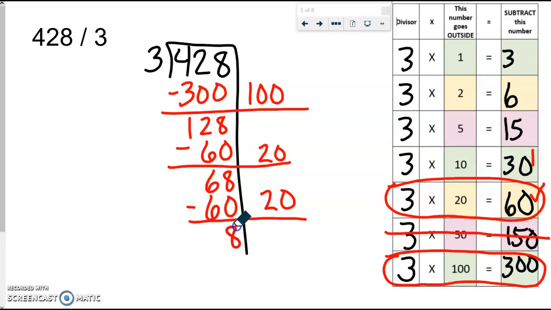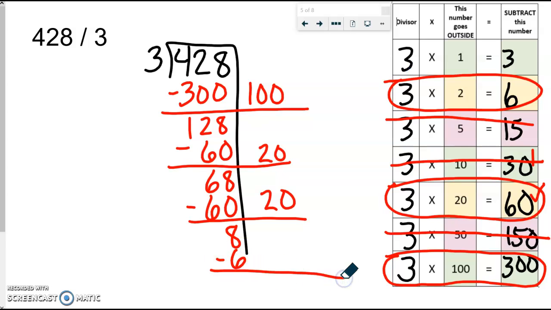8 take away 0 is 8. I only have 8 left over. So I'm looking for the number that's as close to 8 but not bigger. 30 is too big. 15 is too big. But I see I can do 3 times 2, which gives me 6, a number less than 8. 6 is in the column that needs to be subtracted, and 2 needs to be outside of the house. 8 take away 6 is 2.